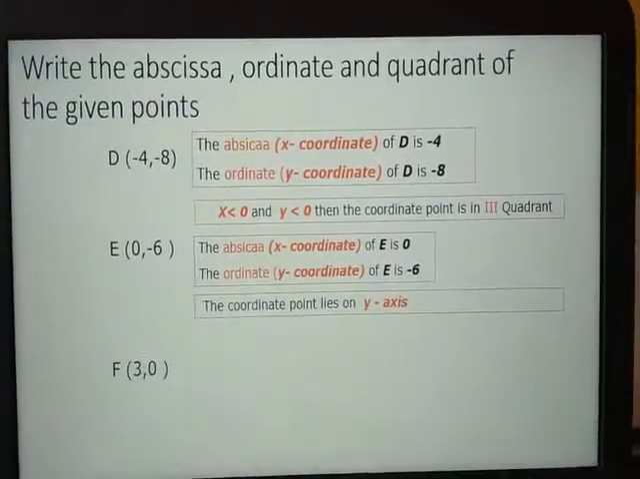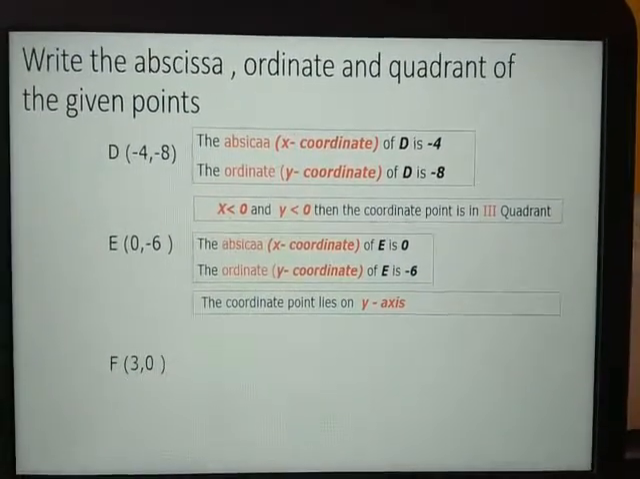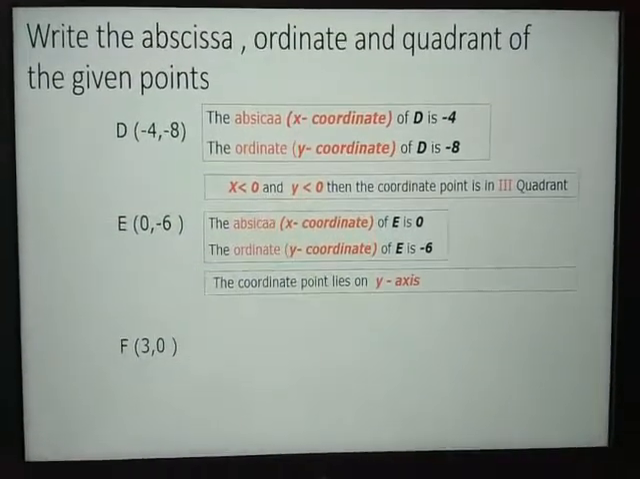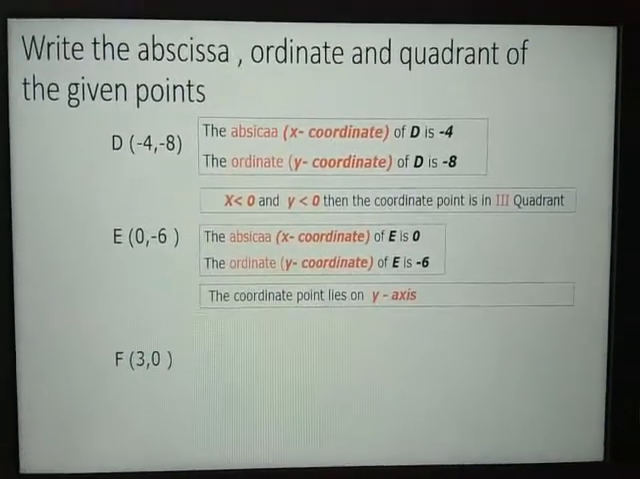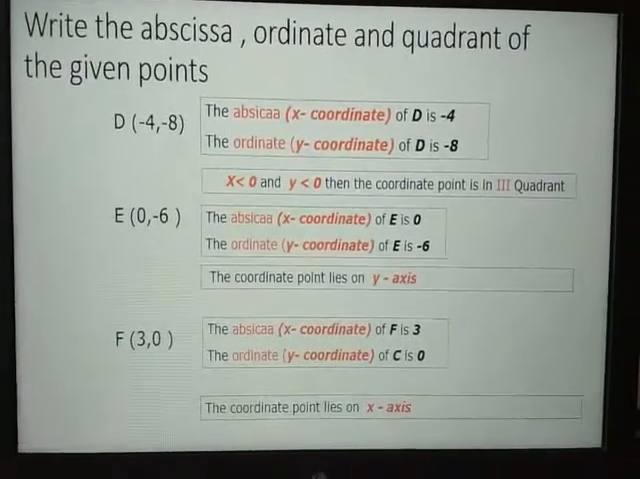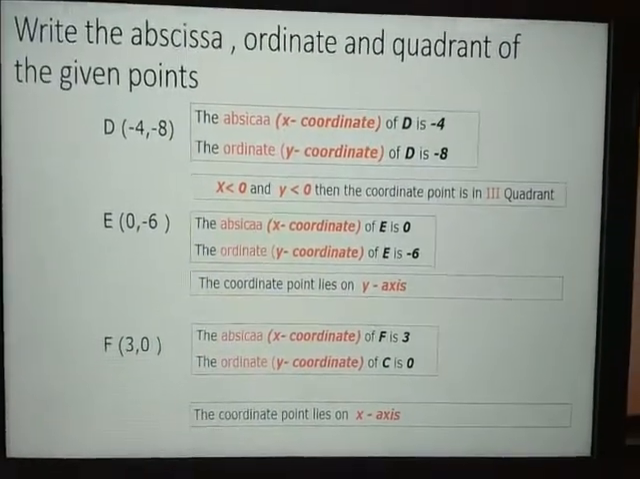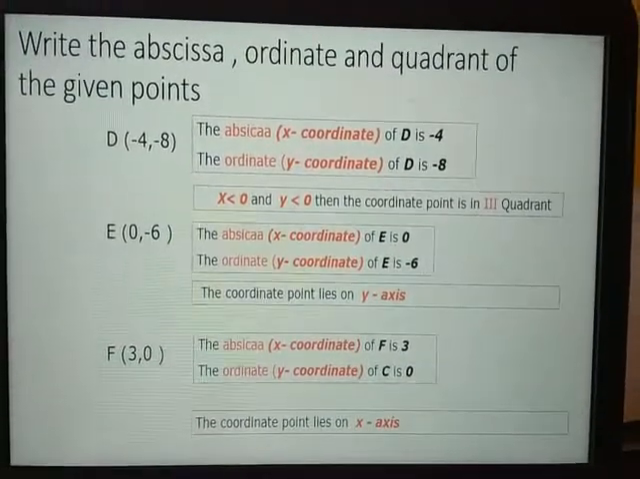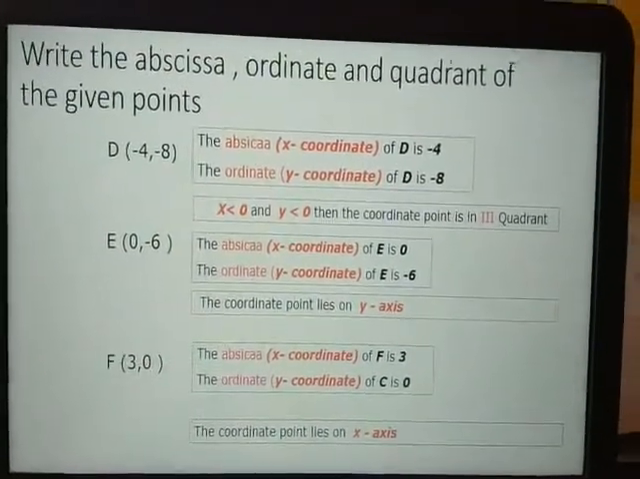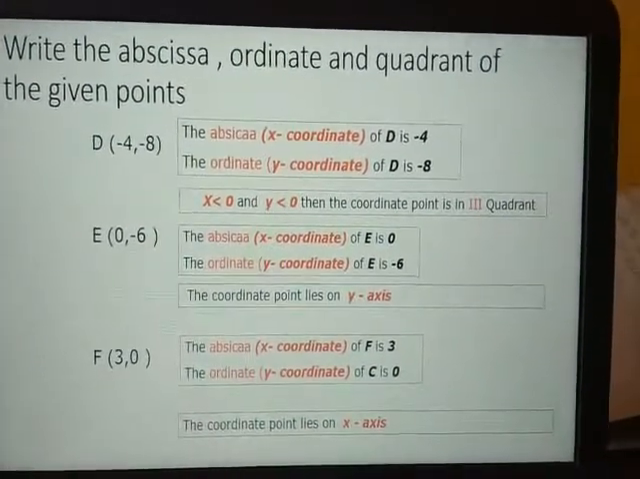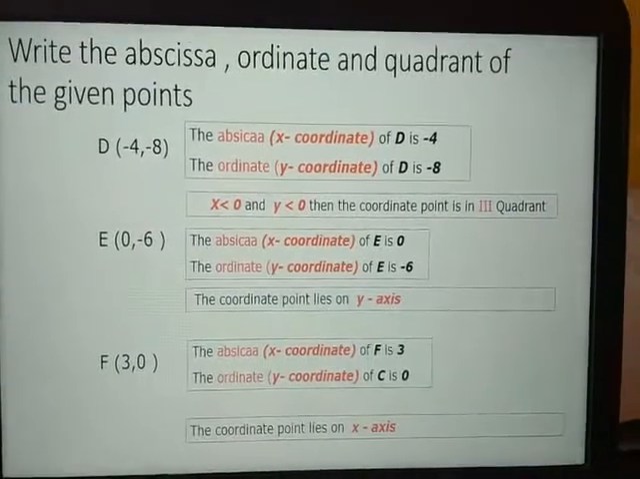And the next point is (3, 0). Here the ordinate is 0 and the abscissa is 3. Then the coordinate point lies on the x-axis. While plotting the graph, we will learn something more about these y-axis and x-axis points. So, coming to the next.